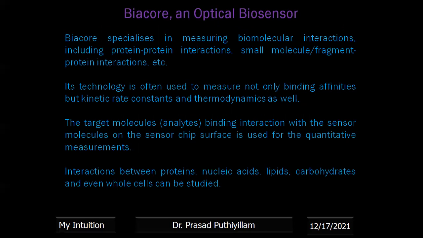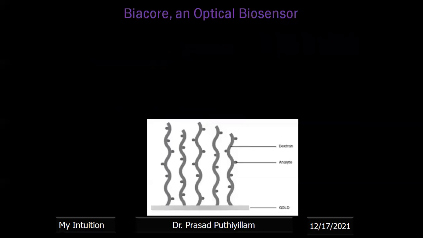Biacore specializes in measuring biomolecular interactions, which include protein-protein or small molecule or small fragment interactions with protein. Its technology is often used to measure binding affinities as well as kinetic rate constants, even thermodynamics. The binding interaction of the targeted molecule or analyte with the sensor molecule on the sensor chip surface is used for quantitative measurements. Interactions between proteins, nucleic acids, lipids, carbohydrates, and even whole cells can be studied using Biacore.